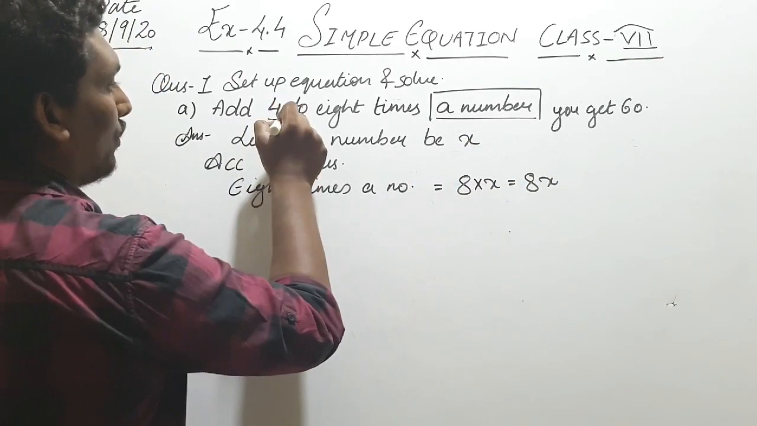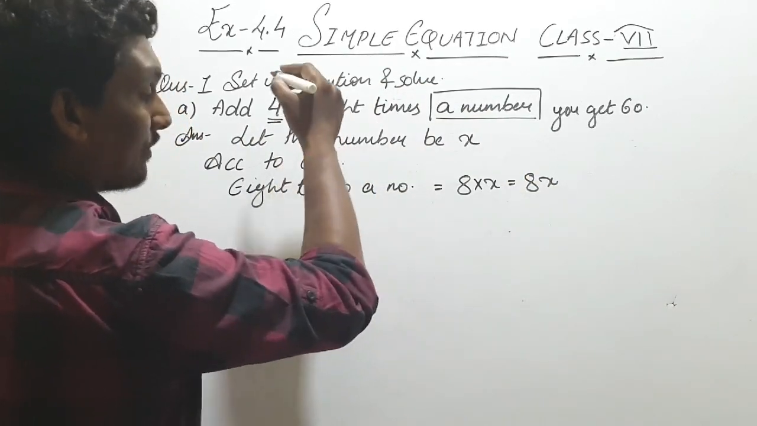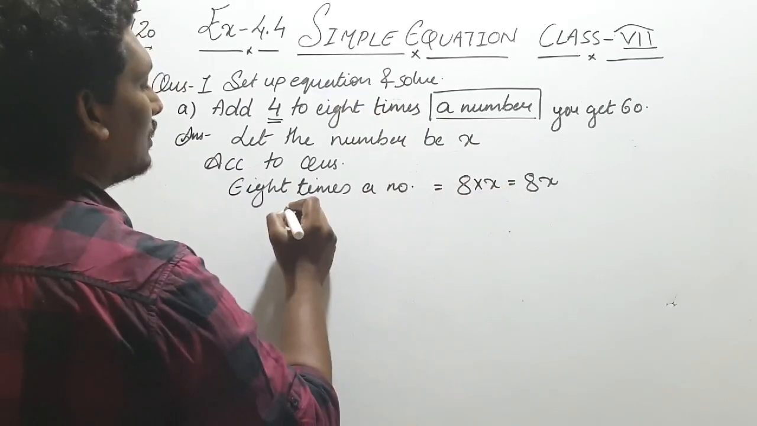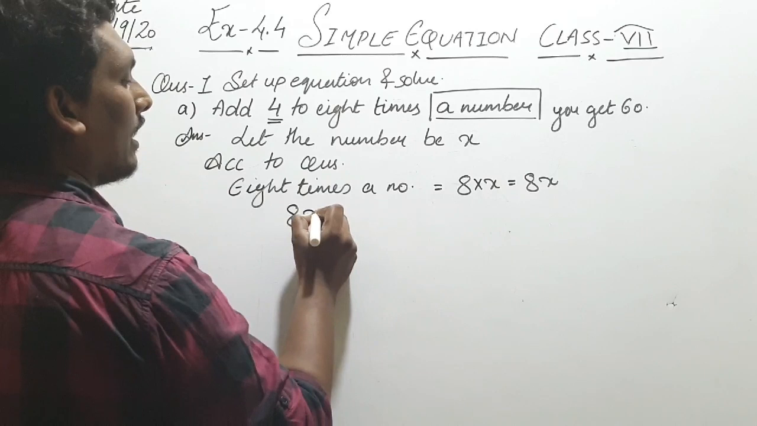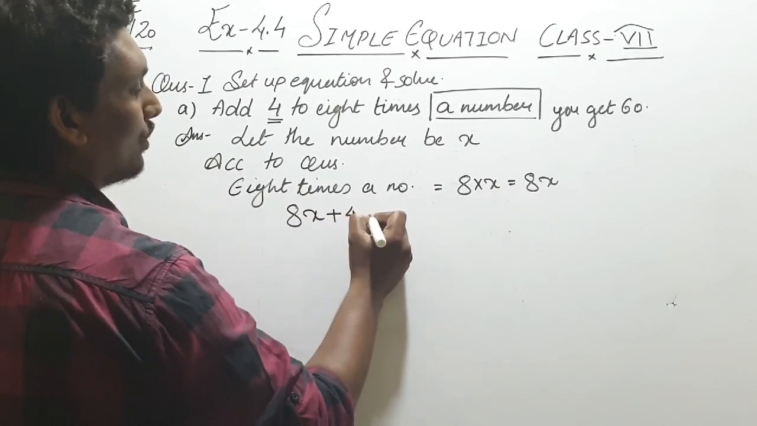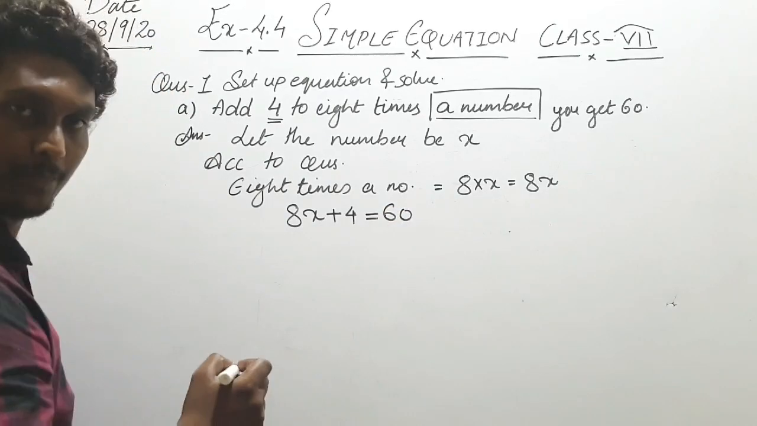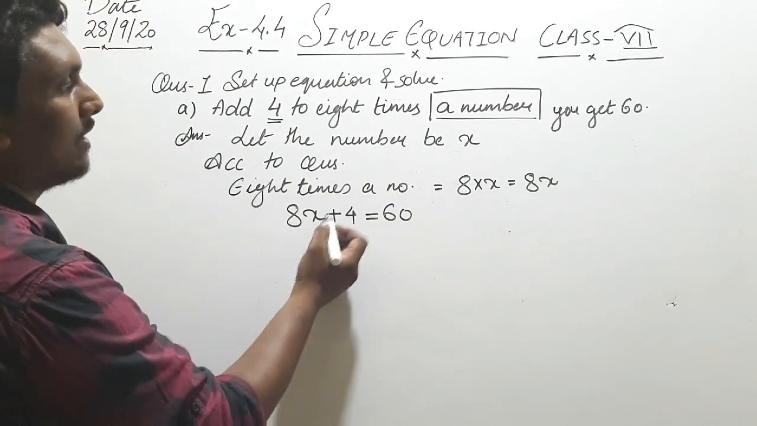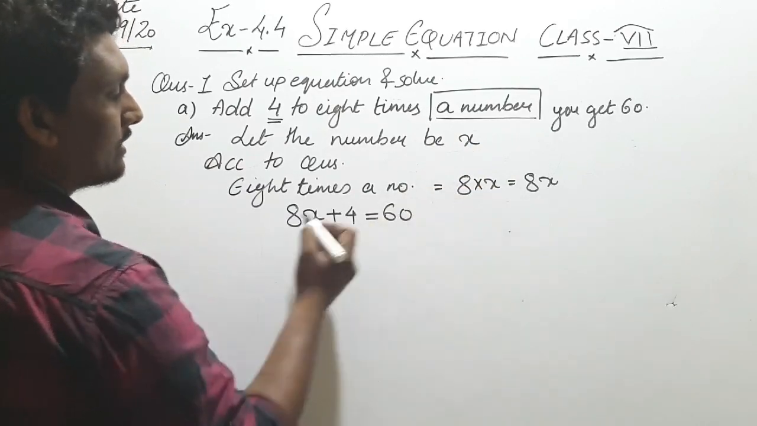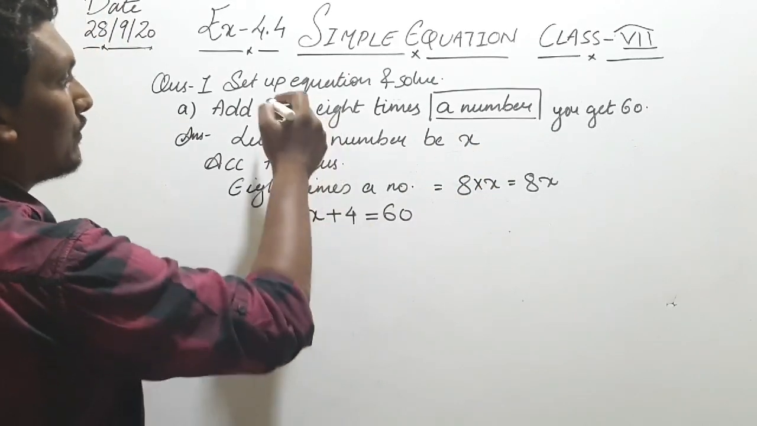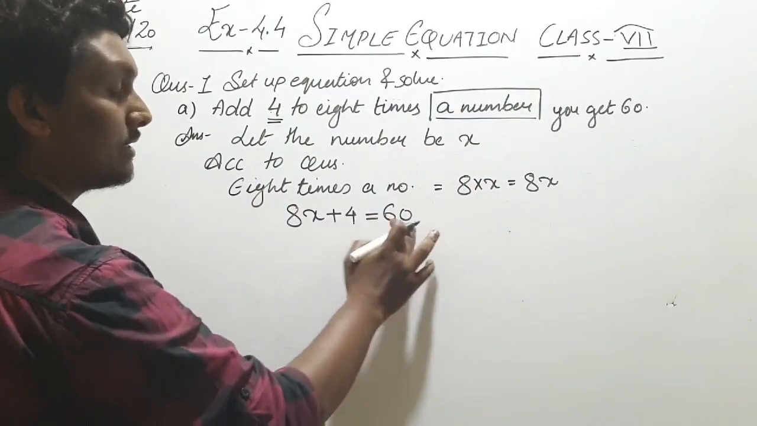We have to add this 4 to this 8x, not 8x to this 4. We have to add 4 to this number. So what will we get? We will get 60. So it will be like this: 8x plus 4 equals 60. 8 times a number means, a number you have taken x, 8 times a number means 8x. In this 8x we have to add this 4. What are we getting? 60. Now the equation is set.